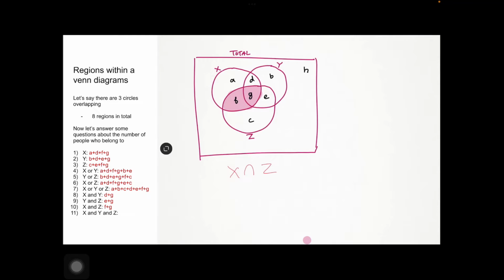Similarly, X and Z would be X intersection Z, or X overlapping Z region. X circle and Z circle overlapping region. How many people are there? F number of people plus G number of people.